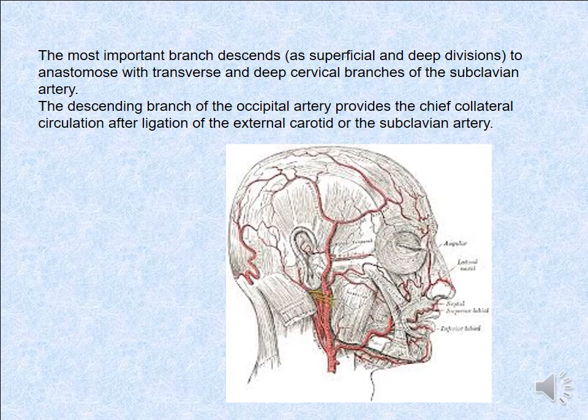The most important branch is the descending branch, with superficial and deep divisions, which anastomoses with the transverse and deep cervical branches of the subclavian artery. The descending branch of the occipital artery provides the chief collateral circulation after ligation of the external carotid or the subclavian artery.